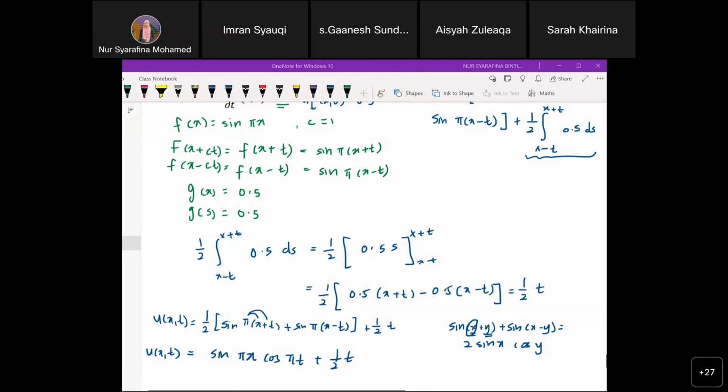All right, if you have no question, why don't you try the next example there? The given answer is there, you just need to show. Example 4, show that the solution of the wave equation by using D'Alembert is given by that u(x,t) there. Okay, try it. After this, we discuss.